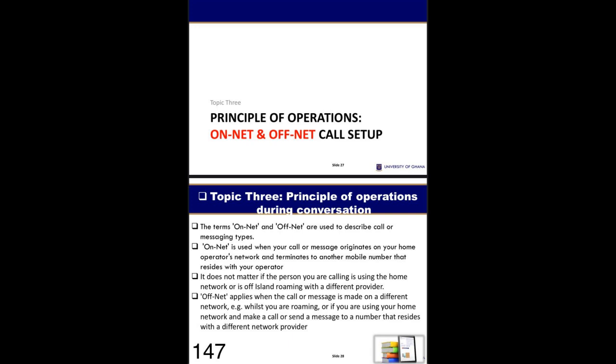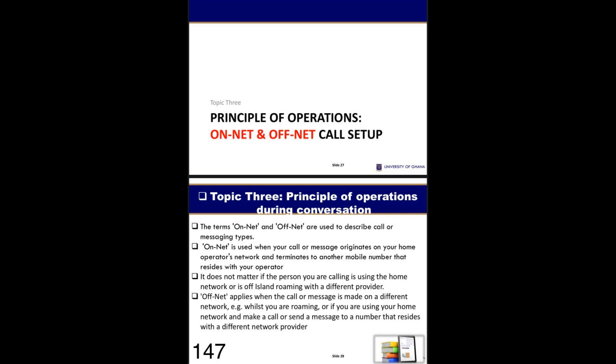Principle of operations: on-net and off-net call setup. The terms on-net and off-net are used to describe call or messaging types. On-net is used when your call or message originates on your home operator's network and terminates to another mobile number that resides with your operator.